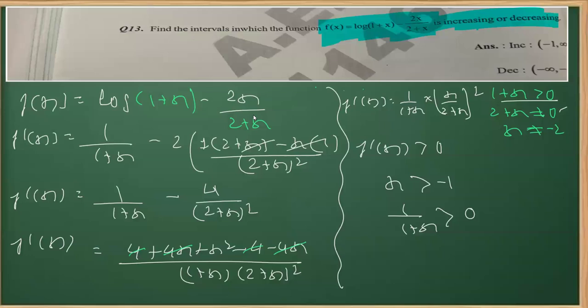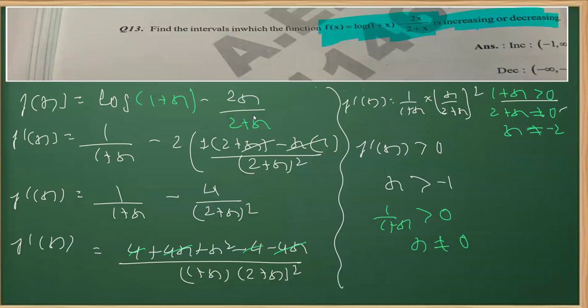But first of all, let's talk about this one. This is a square function, so this will automatically always be a positive number. Therefore, whether the function is increasing or decreasing relies on this 1 over (1 + x), and that is what has to be greater than 0. Now, the inequality will not hold if I take x equal to 0. So we can say the condition is x is not equal to 0, but greater than -1.